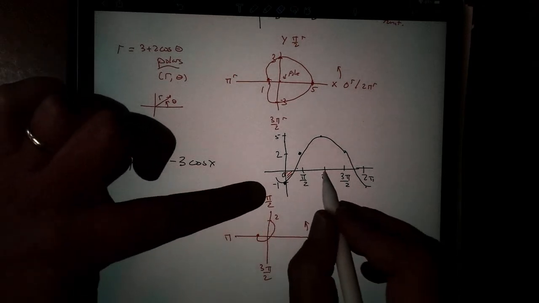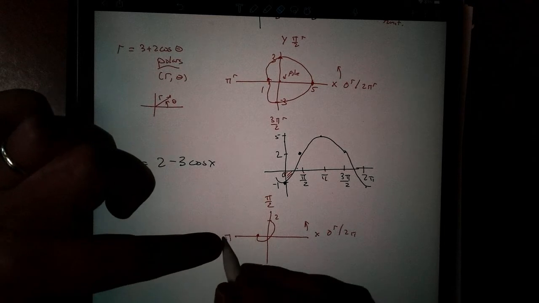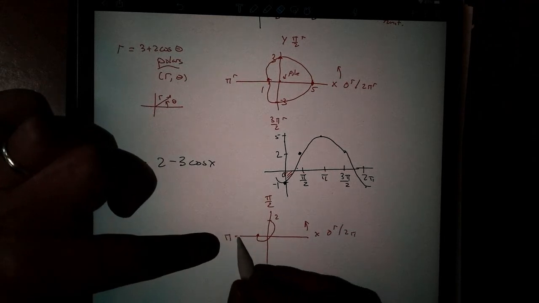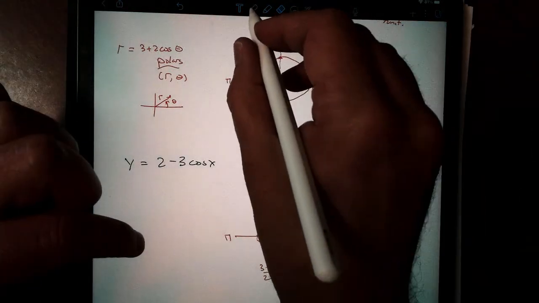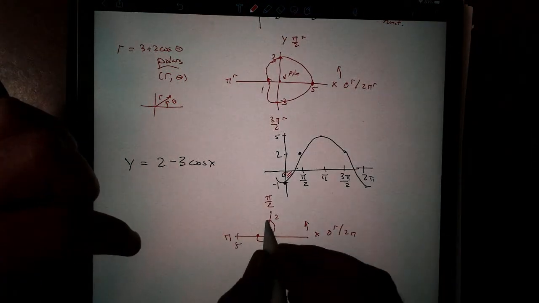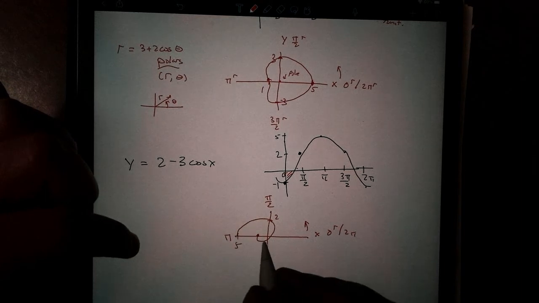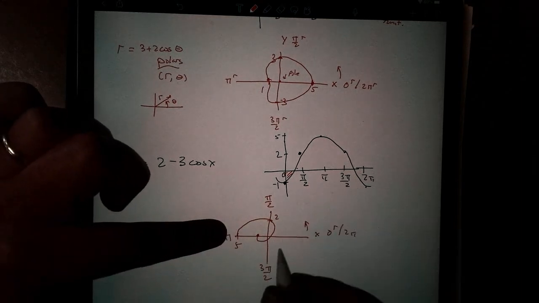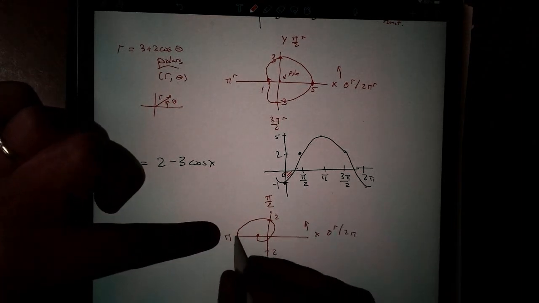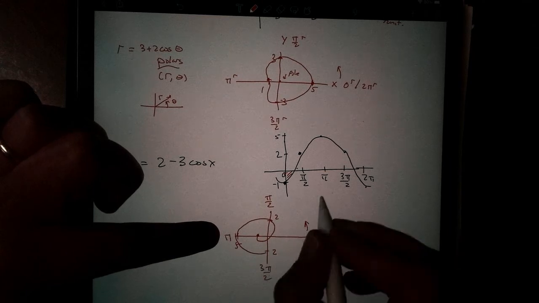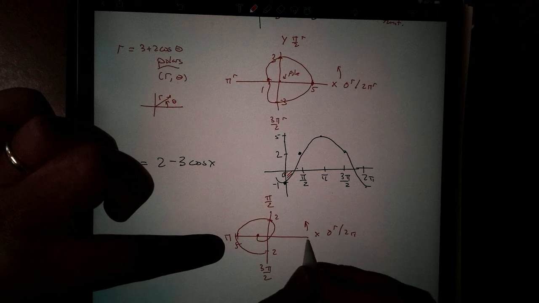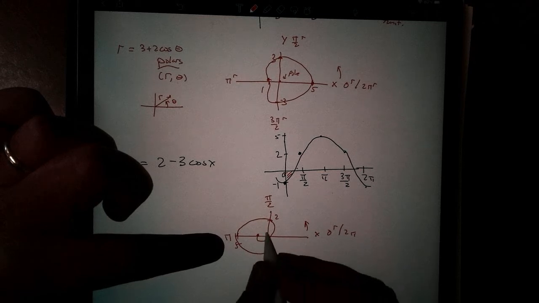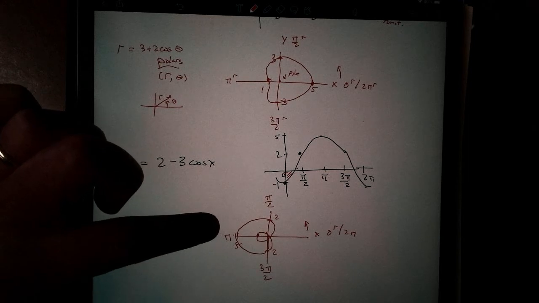Now, at pi, my radius is 5. So if I'm facing pi, I'm going to go out 5 units. Let's do that. There we go. So I will be at 5 units. At 3 pi over 2, I'm back at a radius of 2. And then at 2 pi, I'm back, facing backward like so.